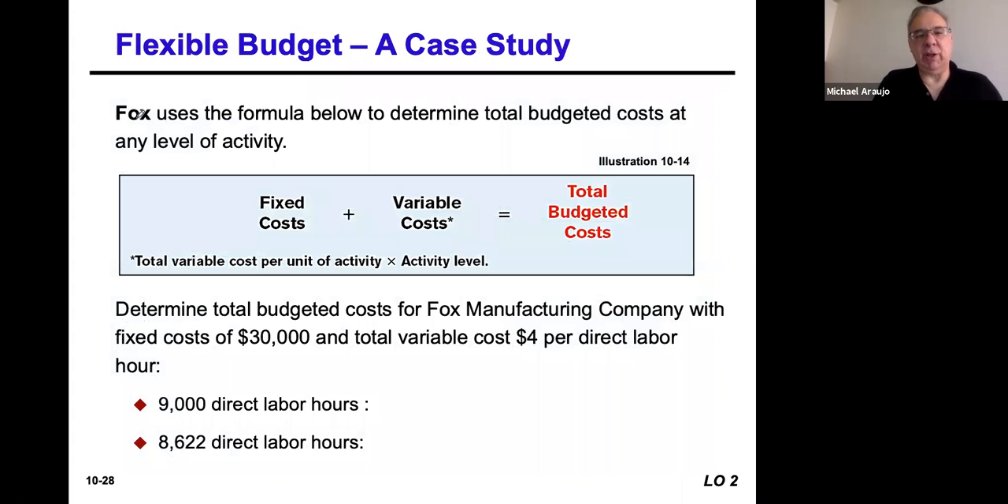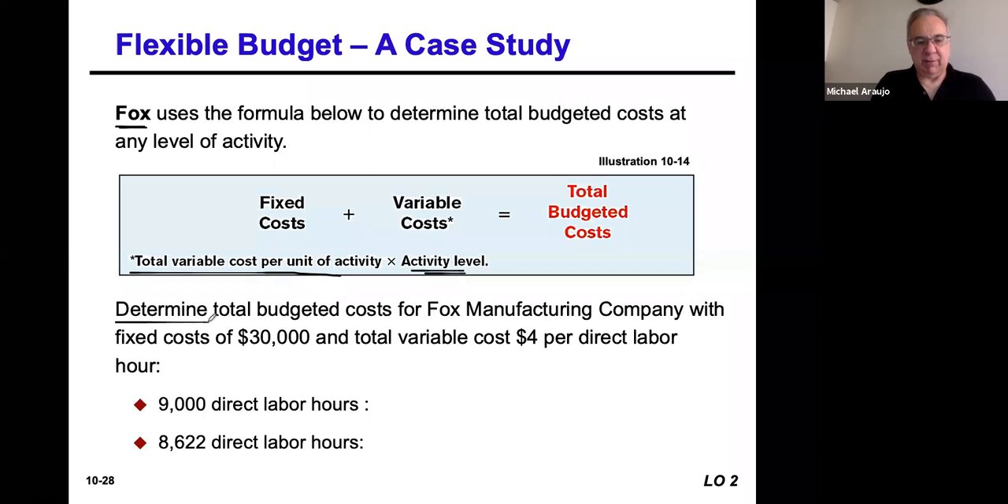So we can use a formula to get our total budgeted costs. In this case, our fixed costs plus our variable costs would be our total budgeted costs. Okay. And again, the variable costs are going to change based on the activity level. So what we know is what we know from the previous budget that we looked at.